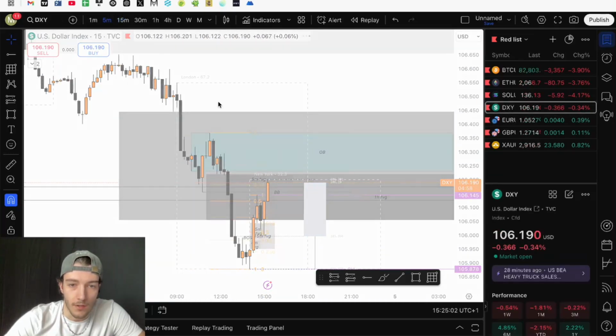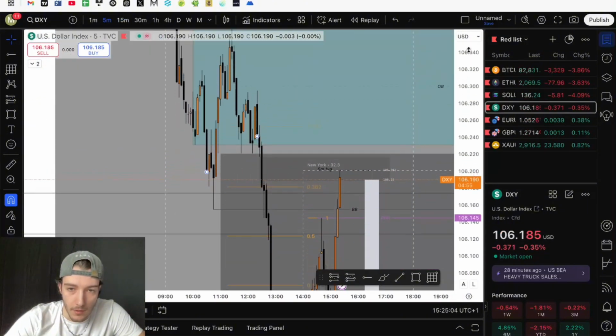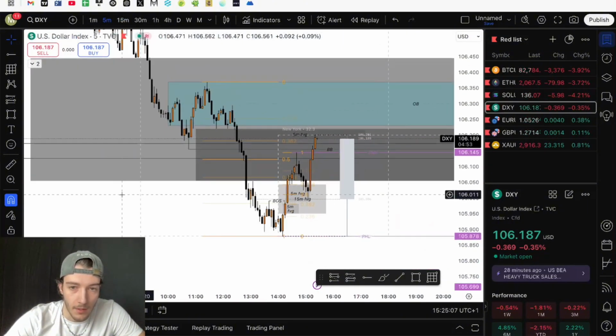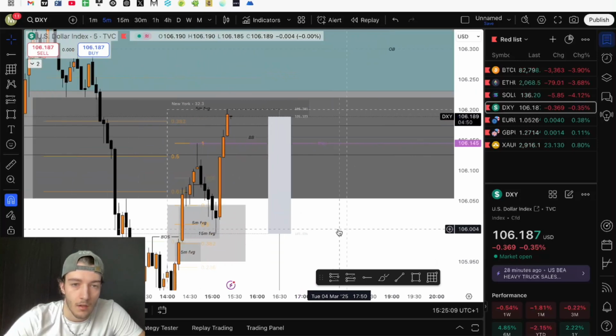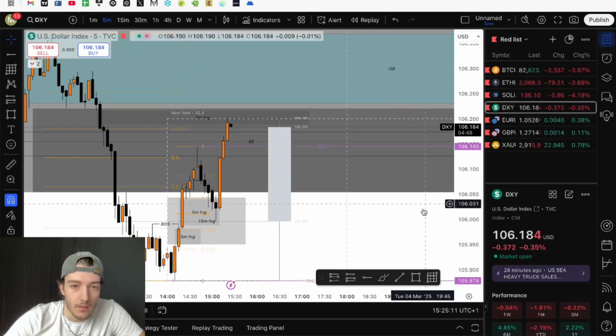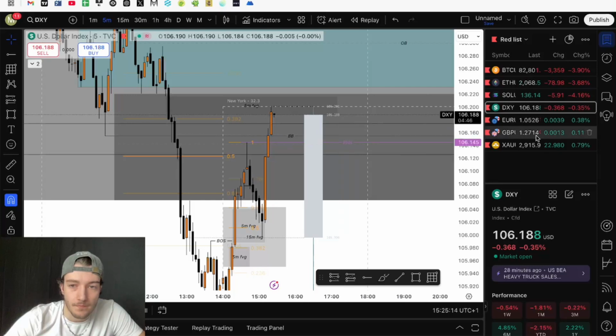Let's see. So this 5-minute candle closed, I believe, inside this 5-minute bearish fair value gap. Yes. Alright, let's see what's gonna happen now.